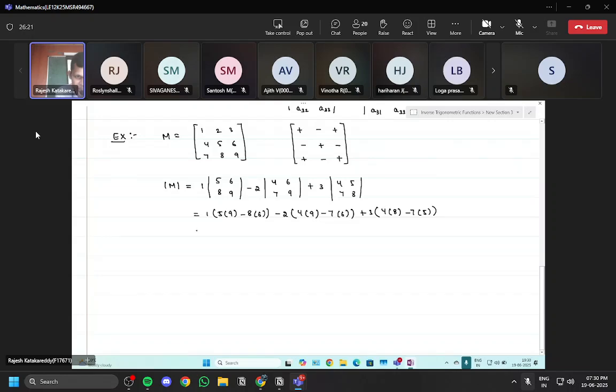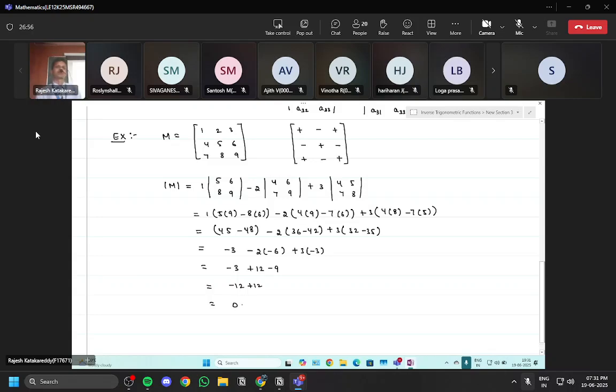Let us calculate how much this is. We have 5 nines are 45 minus 48, minus 2 into (4 nines are 36 minus 42), plus 3 into (32 minus 35). How much is this? Minus 3, minus 2 into minus 6, plus 3 into minus 3. So we have minus 3 plus 12 minus 9. I think I have minus 12 plus 12, which is equal to 0. Right? Any doubt in this? Anybody calculated determinant? Are we getting 0 here?